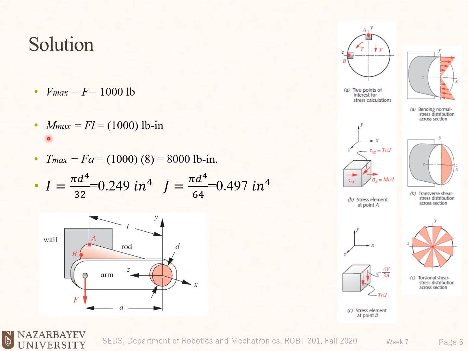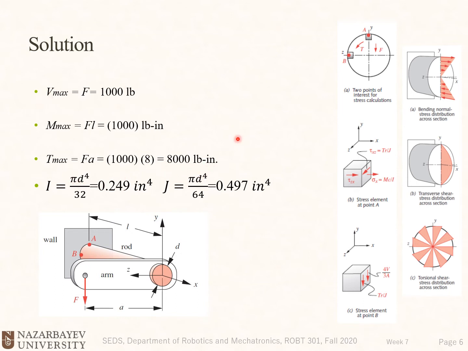So the maximum bending moment at the base is equal to F multiplied by L. And L was 1 inch, so that will be 1,000 pound-inch. And the torsion torque is equal to F multiplied by A. This is the arm of the torque, and F multiplied by A will give us the torsion torque. It will be constant for all cross sections of the beam, and is equal to 8,000 pound-inch.